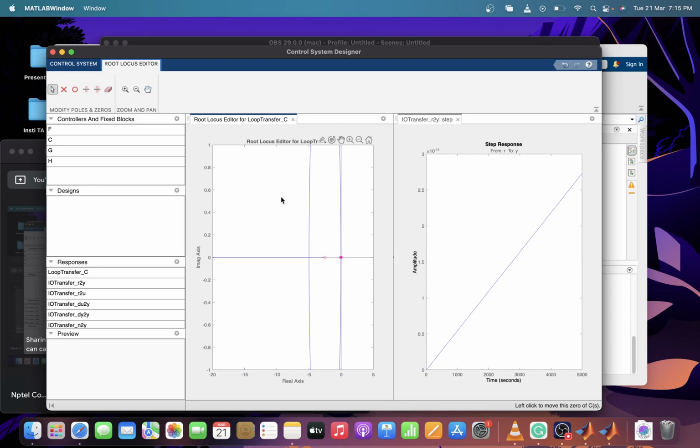It shifted my system to the left half. Now I can change my gain to change the stability. See, it's stable now with no steady state error like we saw. But yeah, so now you know, like adding poles and zeros, what happens to the system.